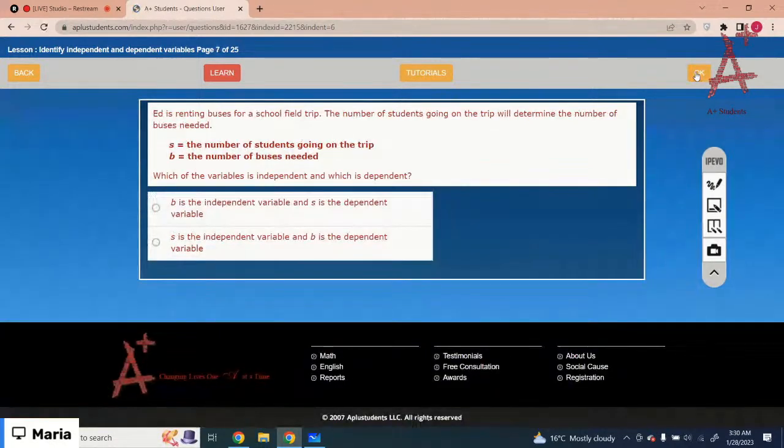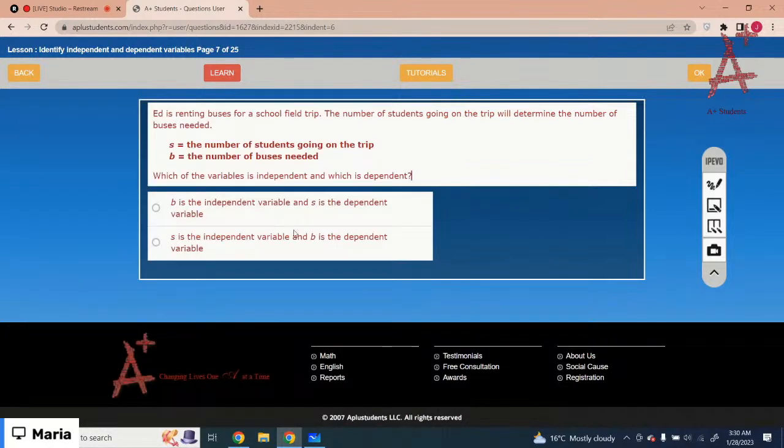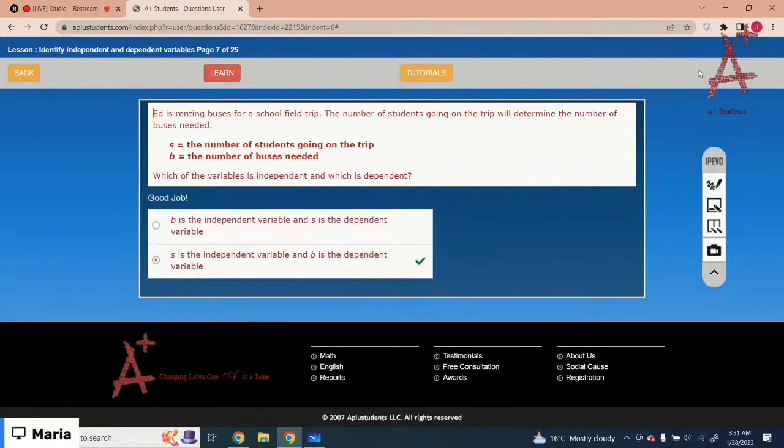Okay, the next one is Ed is renting buses for a school field trip. The number of students going on the trip will determine the number of buses needed. Got it? That means the number of students, S, is independent, and B is dependent. So the correct option is S is independent and B is dependent. The more students you have, the more buses you need. Got it? So that means it depends on these two.